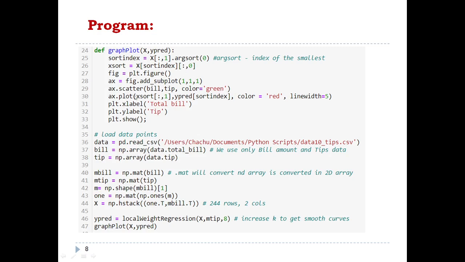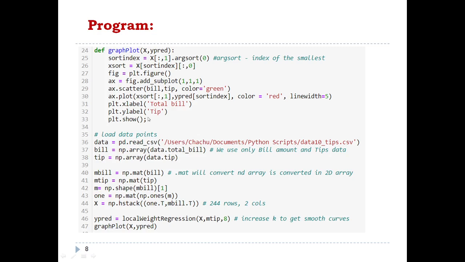Then in the plot we'll call the xsort function to sort the values of bill amount, and the sort index will be used for the predicted value. Then we will plot a line with the color red, and the line width is equal to 5. Next the graph is going to plot with the x-axis with the label total bill and the y-axis with the label tips. So finally it is going to plot the graph.